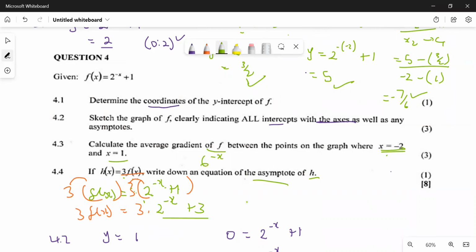Now, what is going to be the asymptote then? What is going to be the equation of the asymptote here? Y is going to be equal to 3. And then we get 1 mark there. Let's give Charlie a round of applause.